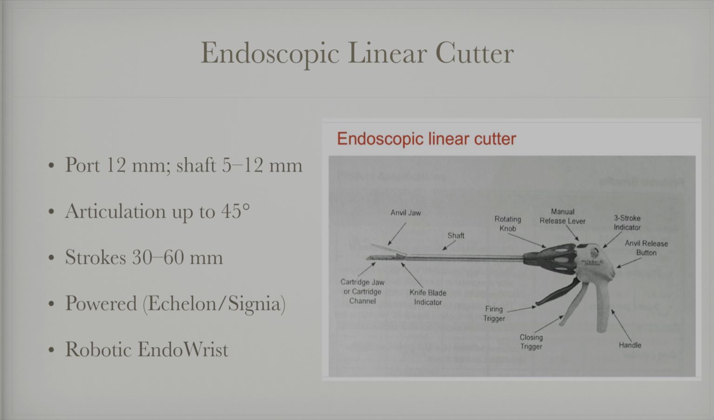Endoscopic linear cutter. The port is 12 mm. The shaft is 5 to 12 mm. The articulation is up to 45 degrees. It has strokes of 30 to 60 mm. Powered forms are the Echelon and Signia from the respective companies. The robotic EndoWrist is also available.